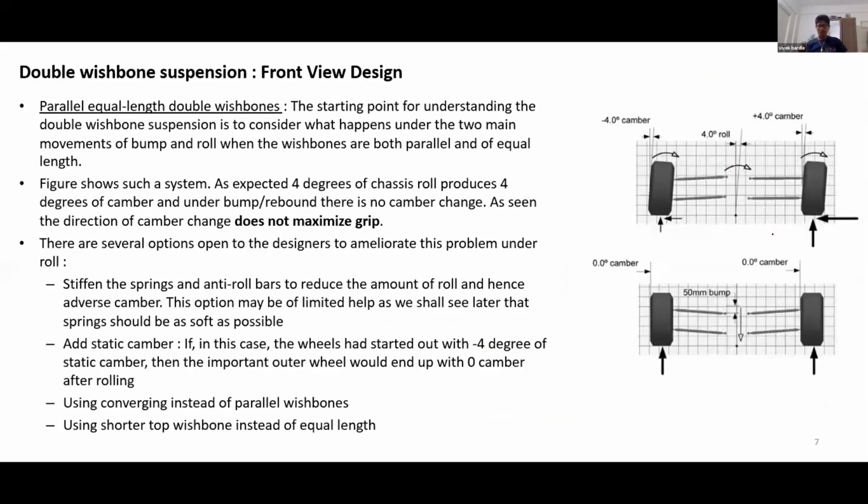All right. Now this is the fun part of suspension design. We are in the front view suspension design. Let me take you through a step-by-step process of how we come to a final suspension. Please pay some attention to the terms used over here: parallel equal link double wishbones. The two links are parallel and they are of equal length. We are starting off with this design, and let us see what performance we get out of this suspension.